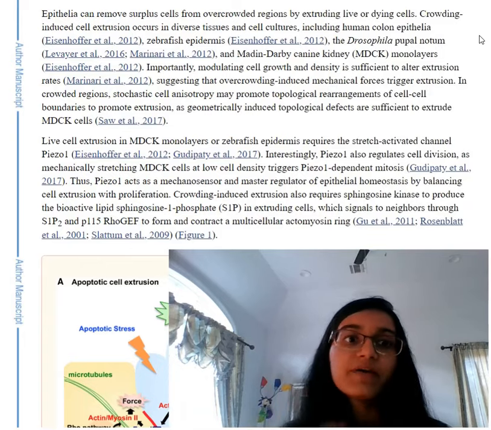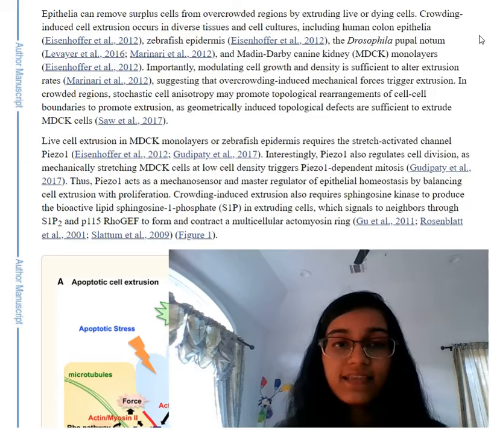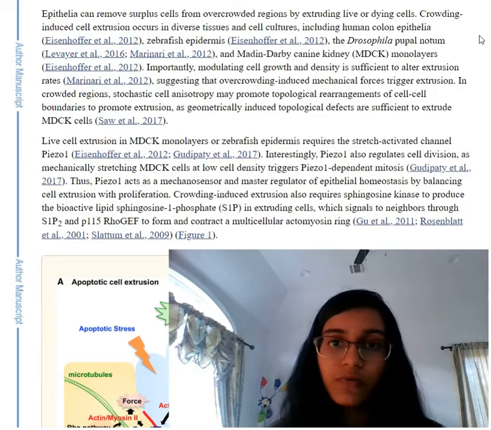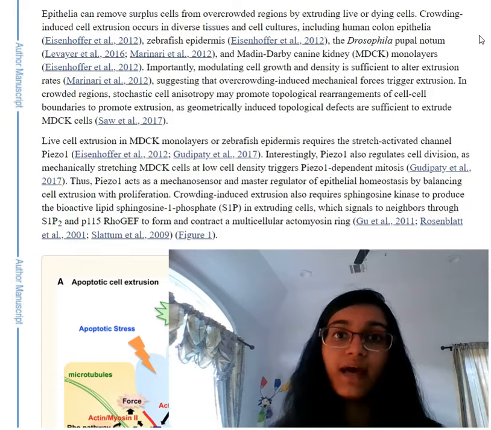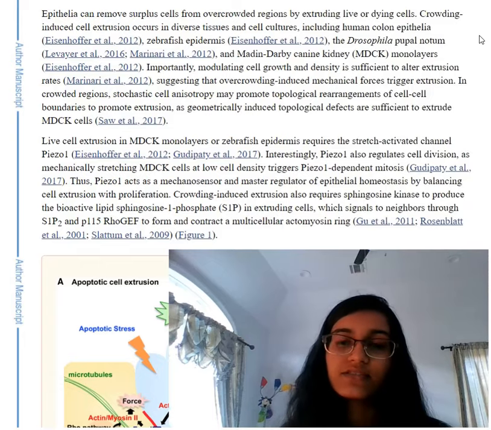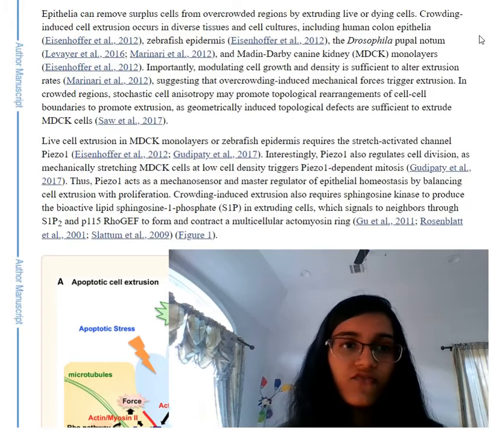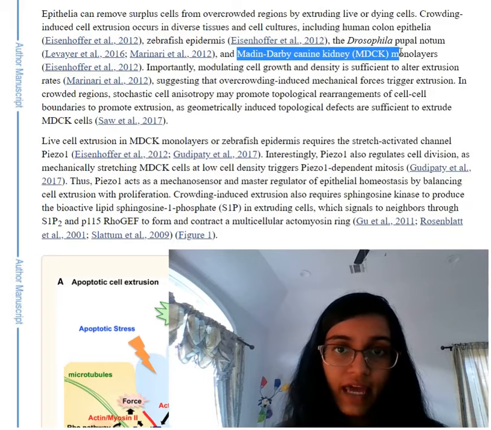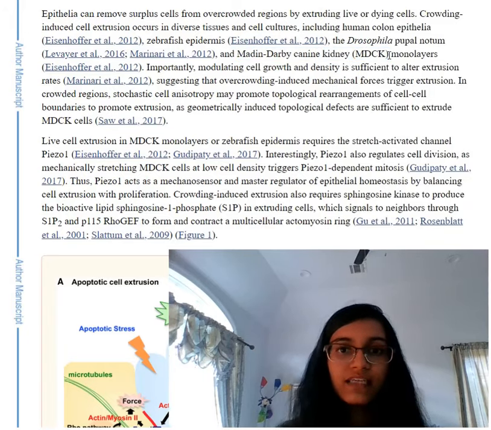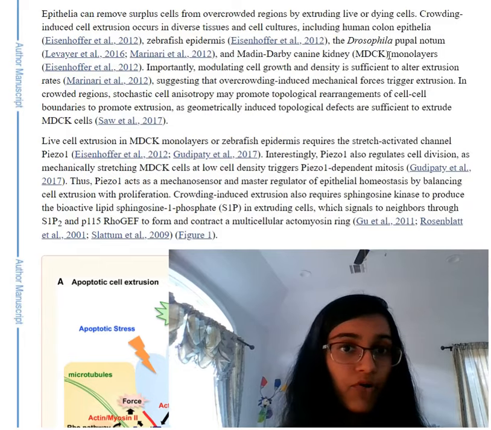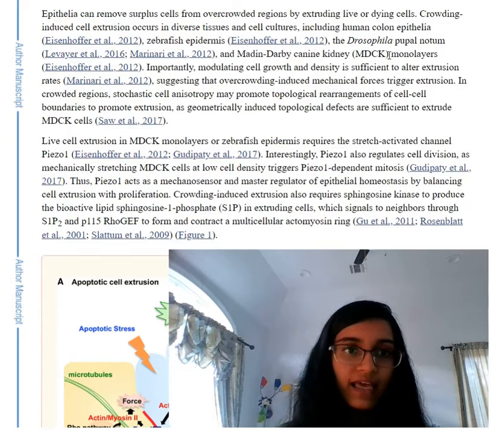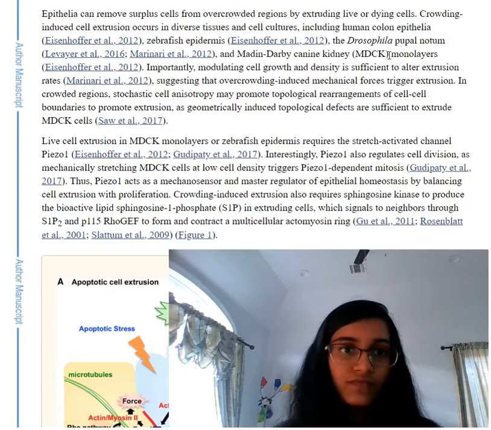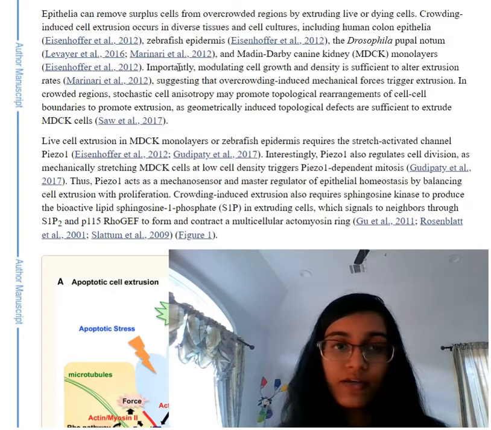You also get from this paragraph that in crowded regions, stochastic cell anisotropy may promote topological rearrangements of cell-cell boundaries to promote extrusion, as geometrically induced topological defects are sufficient to extrude MDCK cells. Okay, so we need to define a couple of words here. First of all, what are MDCK cells? As we saw before, these are the canine kidney cells. So again, they're just giving an example of a type of cell in which this overcrowding stress happened.